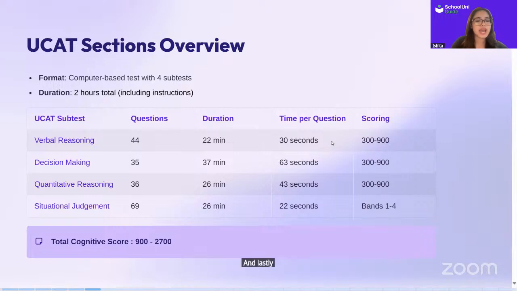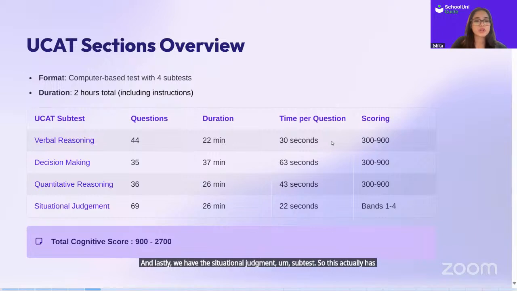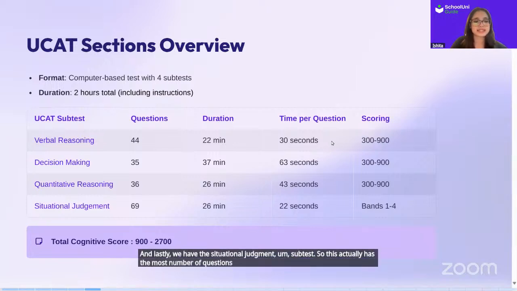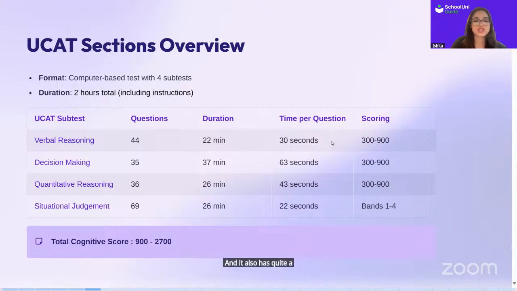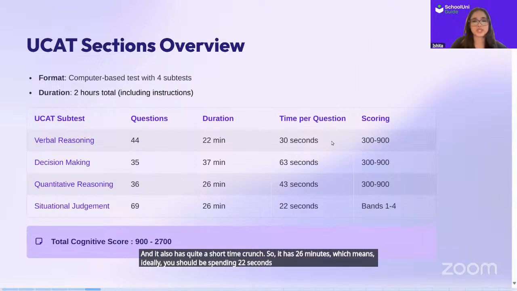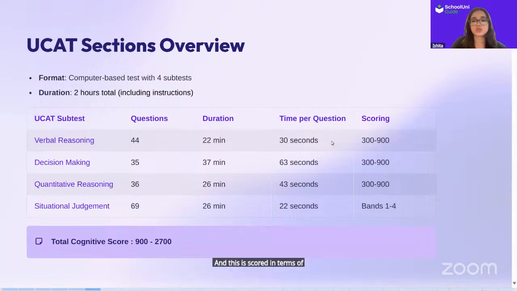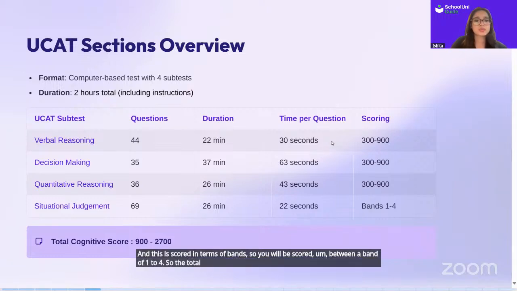And lastly, we have the situational judgment subtest. This actually has the most number of questions. As we can see, it has 69 questions, and it also has quite a short time crunch. It has 26 minutes, which means ideally you should be spending 22 seconds per question, which is obviously the smallest amount of time allocated. This is scored in terms of bands, so you will be scored between a band of 1 to 4. The total cognitive score will be between 900 to 2,700.